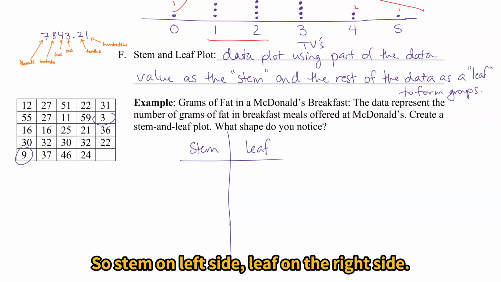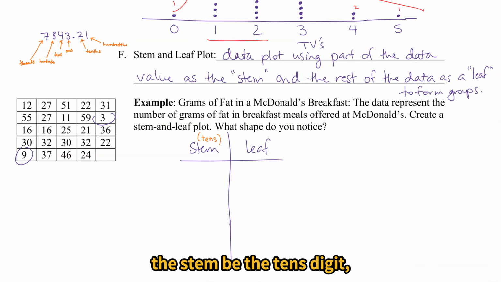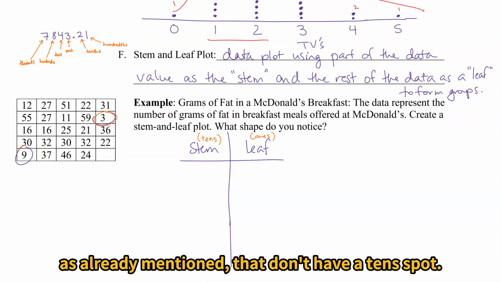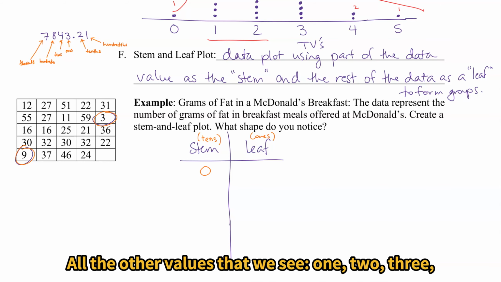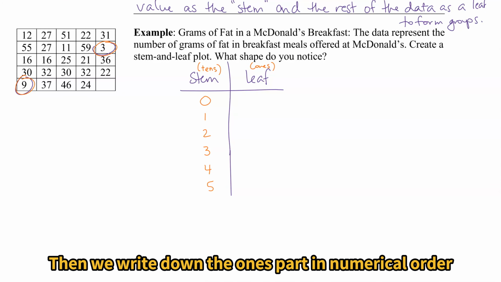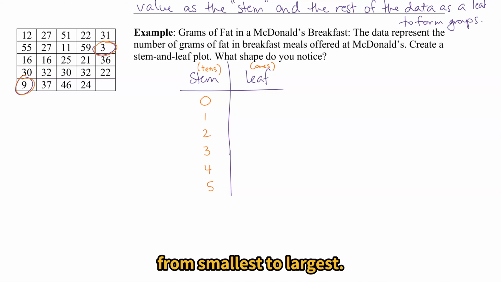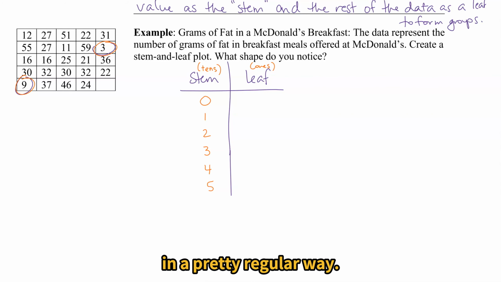So stem on the left side, leaf on the right side. Since we have two digits, we're going to let the stem be the tens digit and the leaf be the ones digit. I have two numbers, as already mentioned, that don't have a 10 spot. So that means we have 0 for a placeholder. It's okay to put 0 there. All the other values that we see, 1, 2, 3, 4, or 5, we can put those in there. And then we write down the ones part in numerical order from smallest to largest. And we also want to line them up next to each other in a pretty regular way.